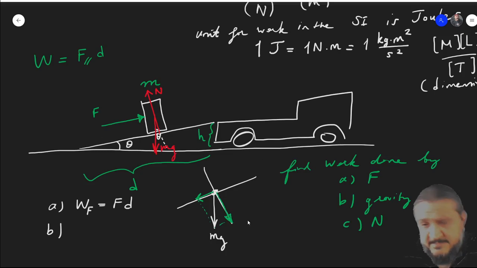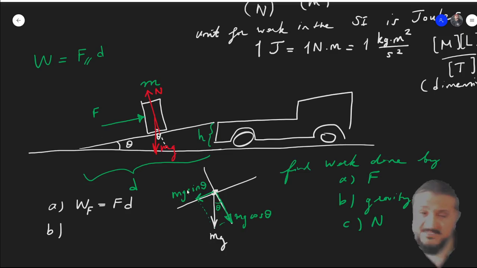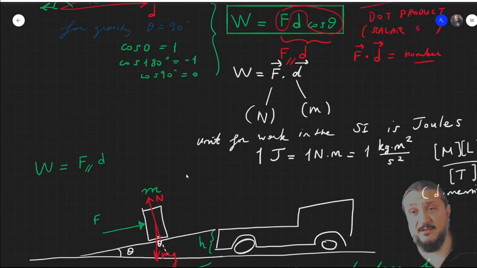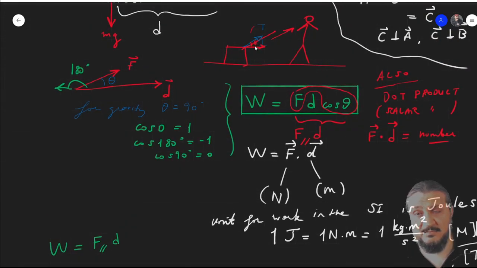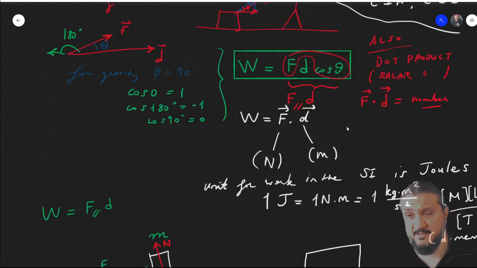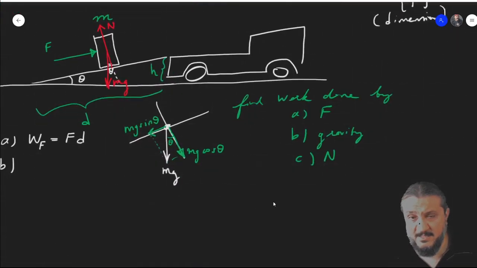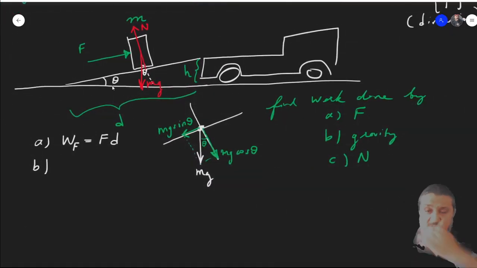So this part is mg cosine theta. This is theta here. And this one is mg sine theta. Okay. Now please do not confuse this theta with the theta in the formula I was showing you earlier. This theta had to do with the angle between the force applied and the displacement. Okay, now in this context I already used the theta for the inclination here.